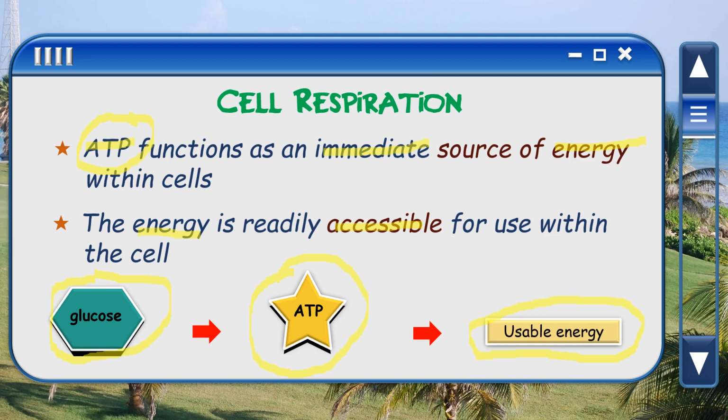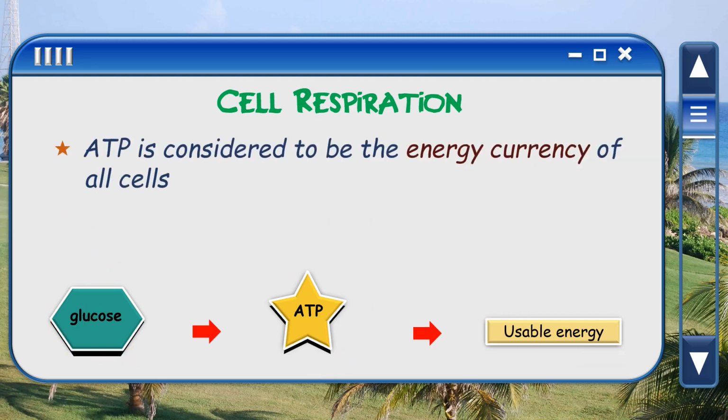But when the energy is still in the bonds of the organic compound, we cannot access it. So we have to break it down, and then it gives us ATP. The energy in ATP is the one which is accessible, and it is the one that we are going to use in the cell. ATP is considered to be the energy currency of the cell, meaning that it is the one which is accessible to be used by the cell.